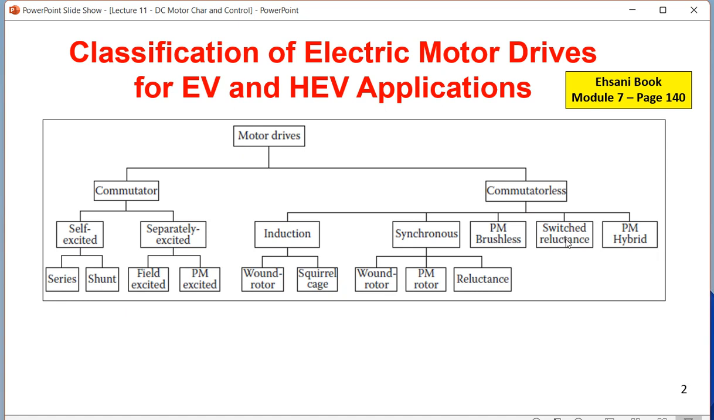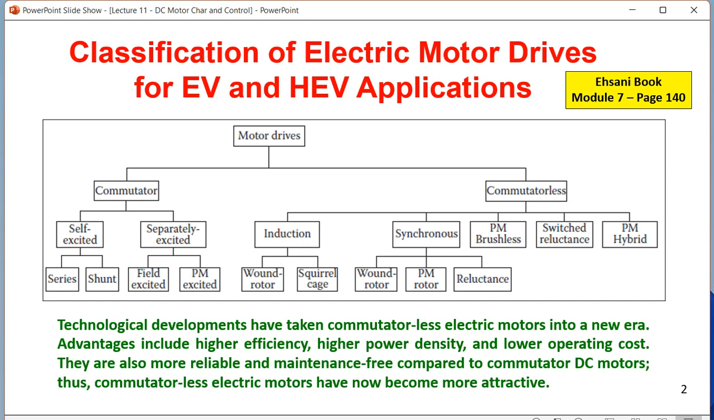This will be the last lecture of this topic, module number 2. That is SRM we are going to study. And there is another called PM hybrid, that is a permanent magnet hybrid type of motor, which is not in our syllabus. So we will be studying 3 types of motor: one is DC motor, another is induction motor, and another is switched reluctance motor. Also we will study afterwards the PMBLDC motor.